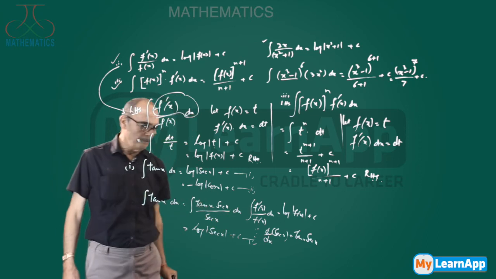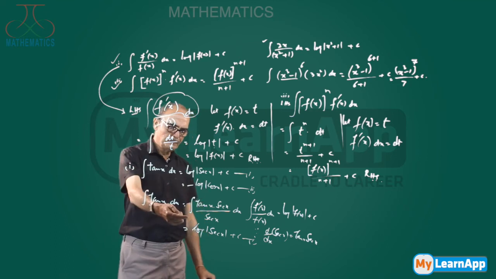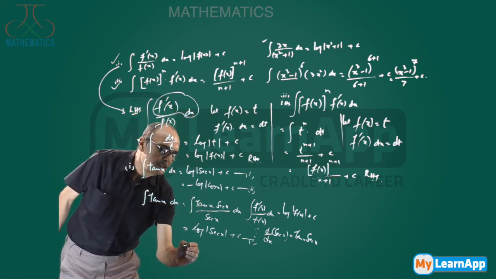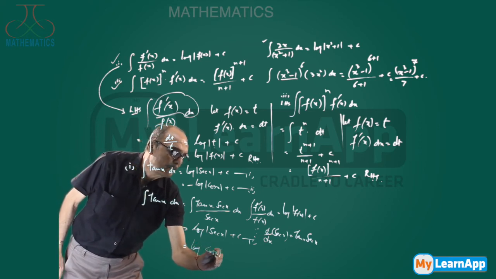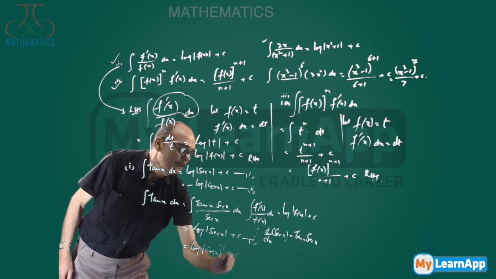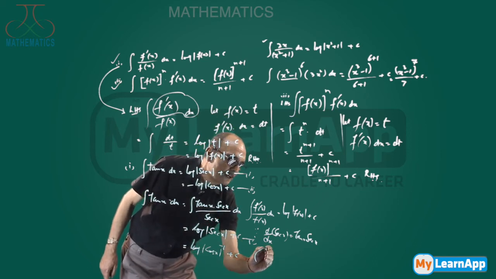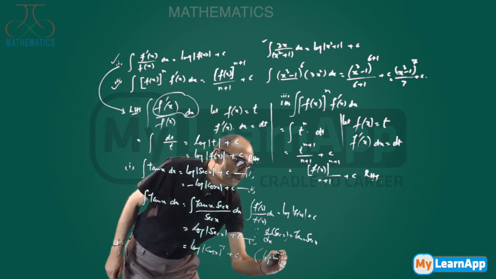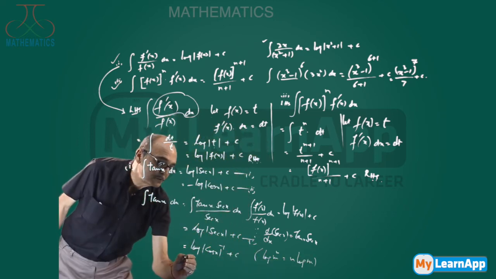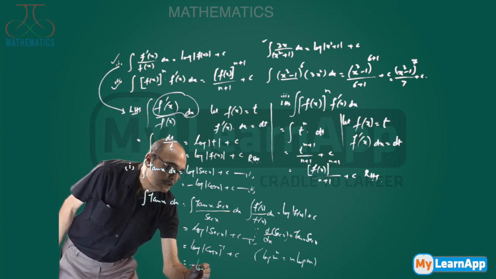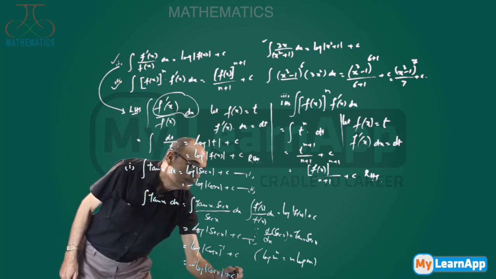For getting the second form, again we can get from here log of cos x to the power minus 1 plus c, and use the basic formula for logarithms, log of m raised to power n as n log of m. So take this minus 1 outside: minus log of cos of x plus c. This is your second form.